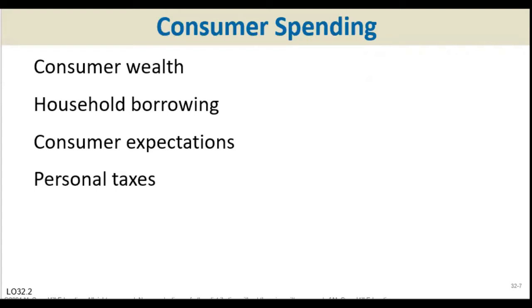And if the asset value decreases, consumers spend less. Household borrowing: households can borrow in order to spend more, which will increase aggregated demand. If a household reduces its spending in order to pay off existing debt, they're going to spend less, and the aggregated demand is going to decrease.